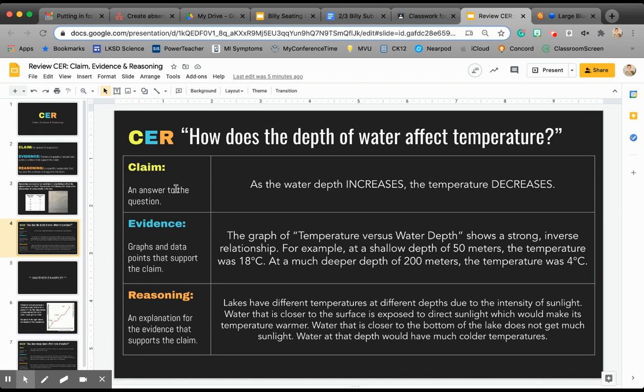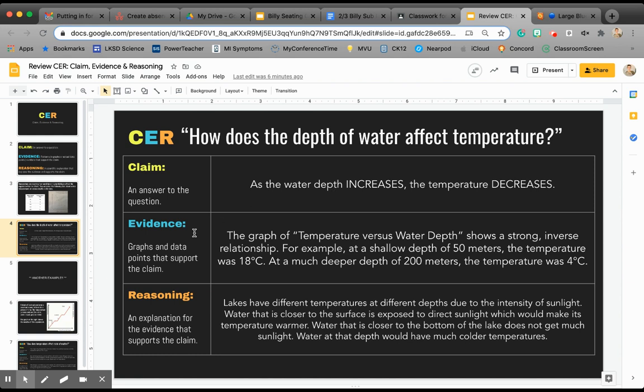So my claim is simply the answer to that question. I believe that as the water depth increases, the temperature decreases. In more common language, we would say as we get deeper and deeper into the lake, the temperature is going to get colder and colder and colder, right?